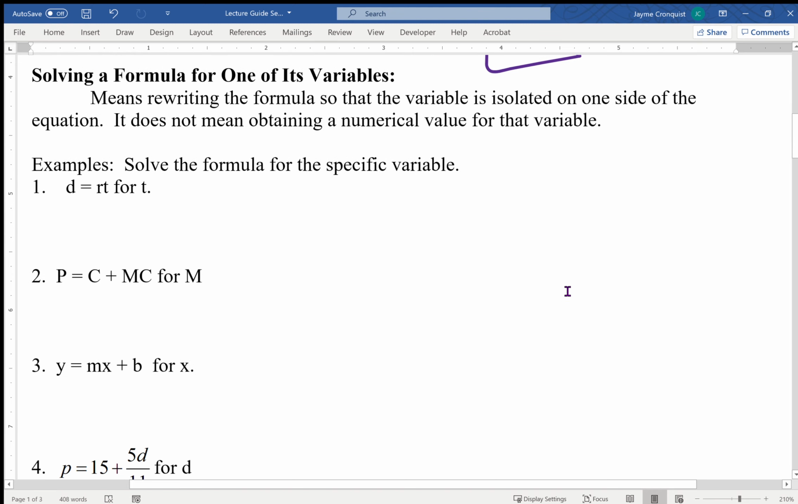Okay, rewriting the formula means that you rewrite it using our properties of equality so that it's set up to be whatever you're solving for equals. So like in the first one, it's going to be t equals. The second one, m equals. The third one, x equals. Okay, so you get the idea, and we're going to go ahead and do that. Solve for t. Well, really, there's only 2 terms, so if I divide both sides by r, our answer would be t equals d over r.